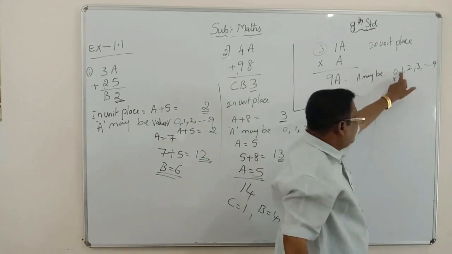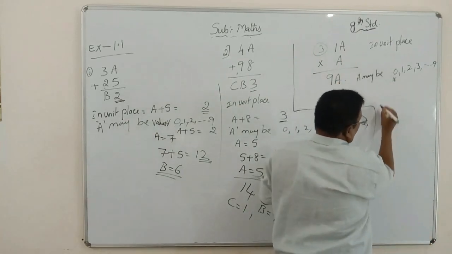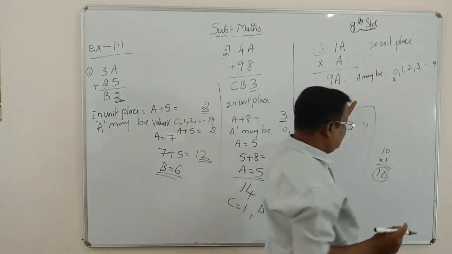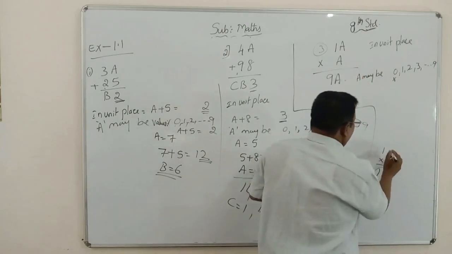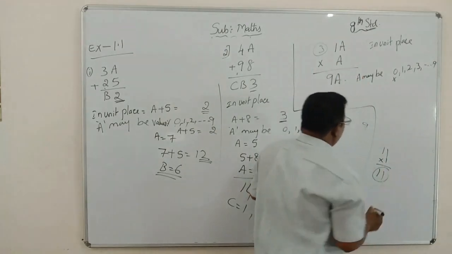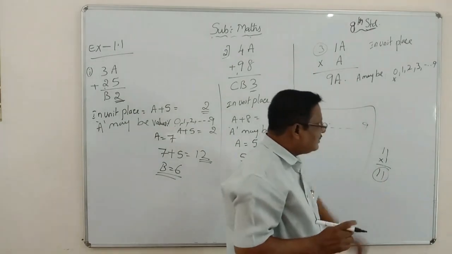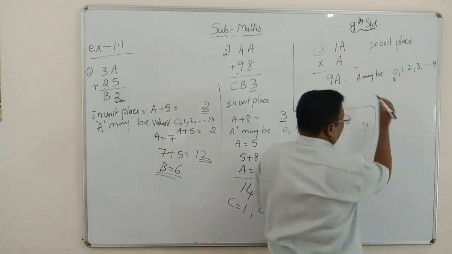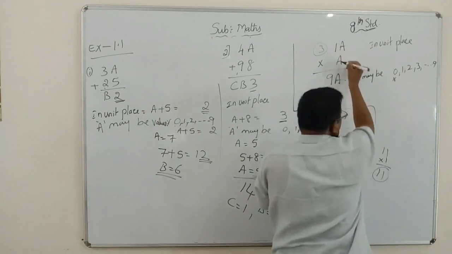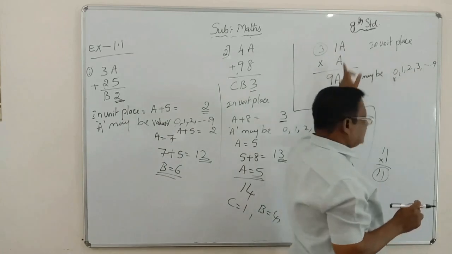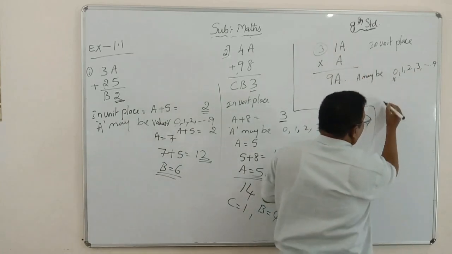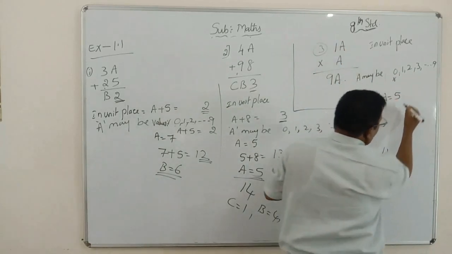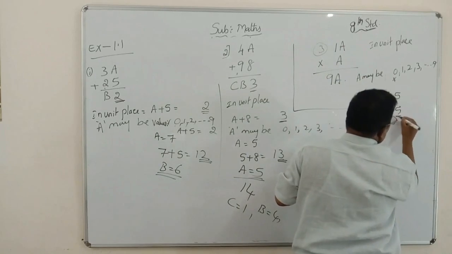Suppose A is equal to 1. 1 1s are 1. Suppose A is equal to 1 means 10 into 1, 10, it is not there. 11 1s are 11. Here 9 is there. This is wrong. Suppose A is equal to 2. 2 2s are 4. Here 2 is not there. Suppose A is equal to 3. 3 3s are 9. It is wrong. 4 4s are 16, wrong. Let A is equal to 5. Here 5 5s means 25. 25 means in unit place 2 is there.